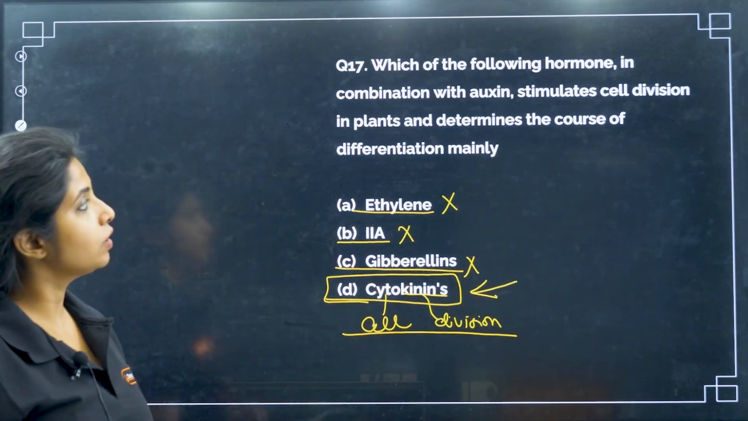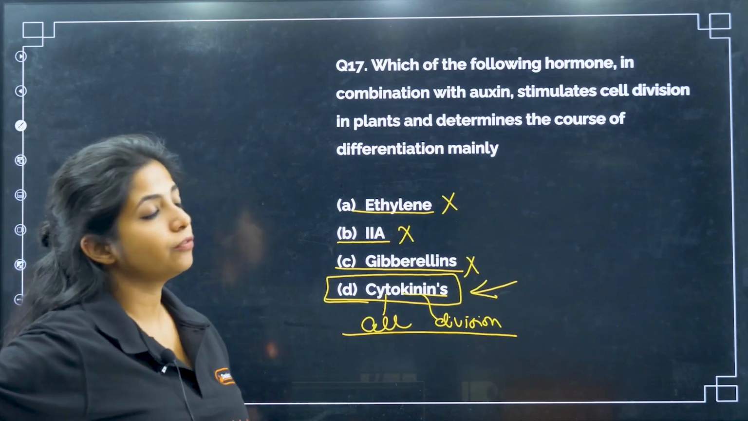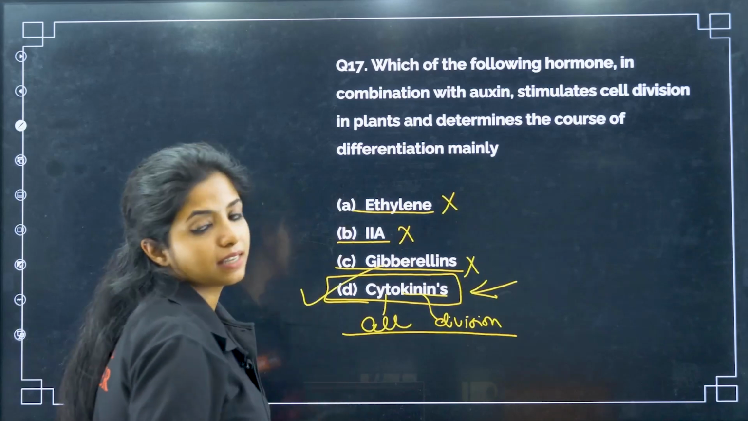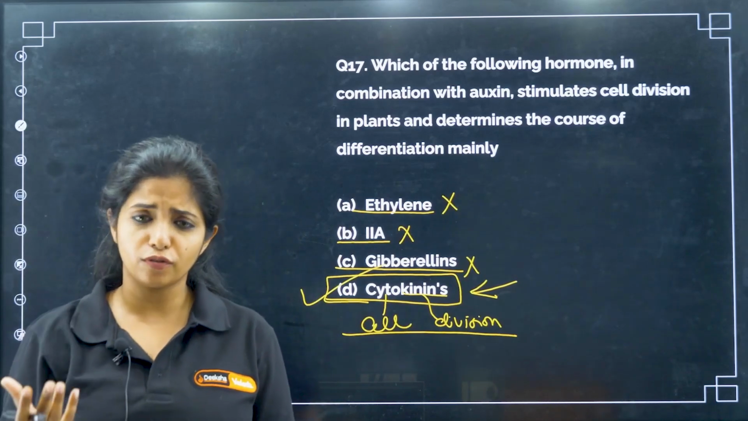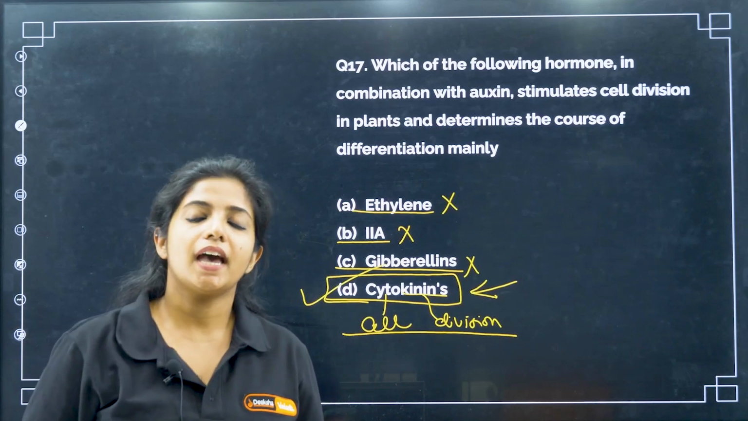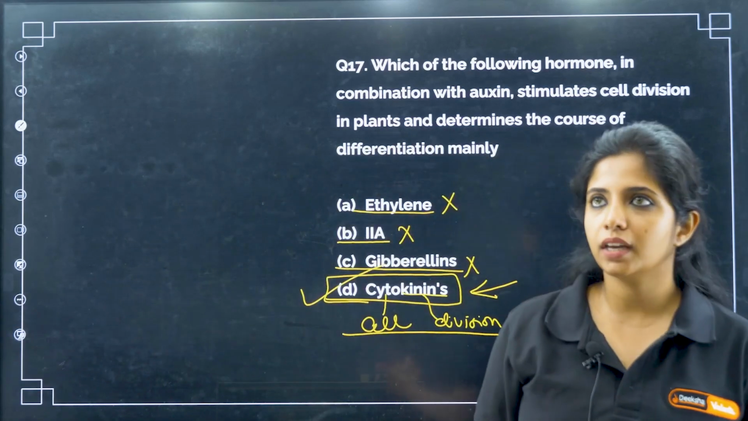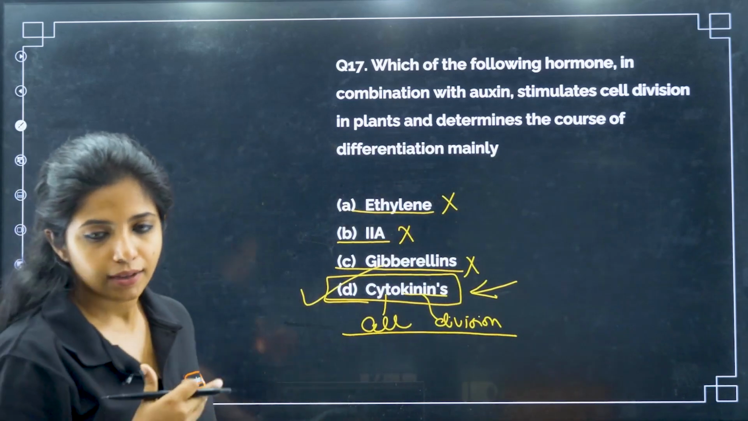So, over here, which of the following hormones in combination with auxin stimulates cell division in plants and determines the course of differentiation? That would be cytokinins. Okay, ethylene is basically a ripening hormone that is used for fruit ripening and stuff like that. And gibberellin helps in germination to happen. It prevents abscission and stuff like that. It helps in stem elongation. Okay, so yeah.